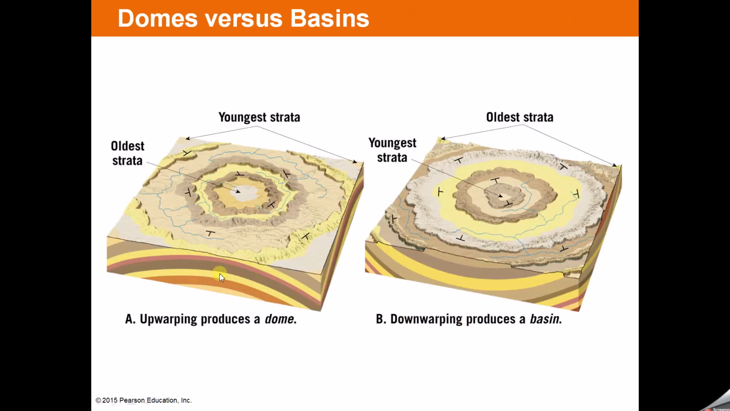So here we have a dome. We have two circular shapes, but this is a dome, and this is a basin. Dome: if we look at it, we'll find older rocks at the center and the dip of the strata always going outside, pointing away from the center. Basins, the opposite: younger strata at the center, here, and the dip always pointing towards the basin center.